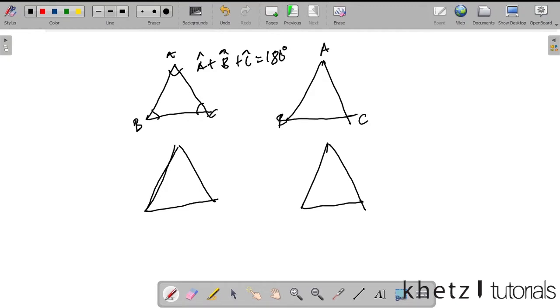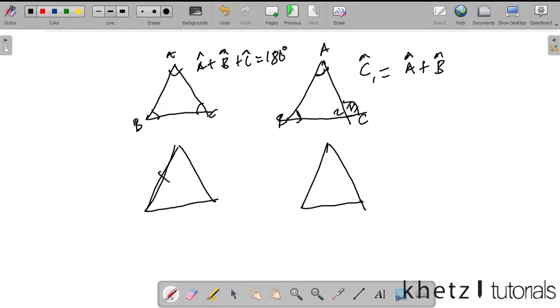Another thing which I expect you to know is that the exterior angle of a triangle is equal to the sum of the interior opposite angles. So C1 over here is equal to the sum of A and B.